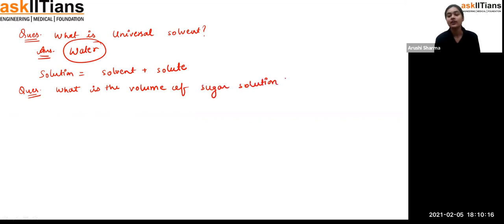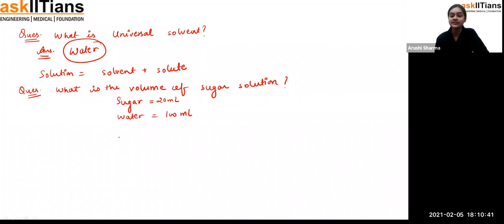So now they have given that sugar is added, and they are taking the volume. They are asking what is the volume of the sugar solution, and they are saying that the sugar we are taking as 20 ml, and the water we are taking here is 100 ml. Now they are asking you what is the volume of the sugar solution.